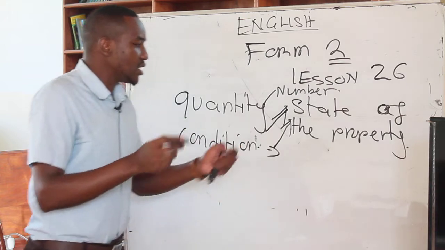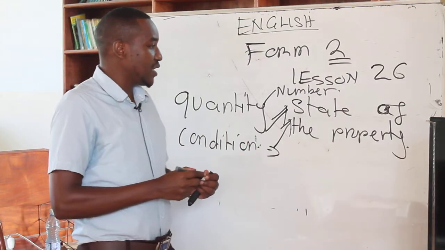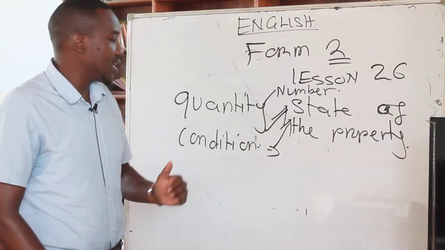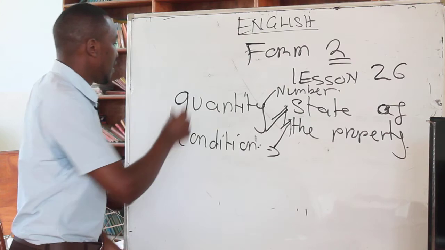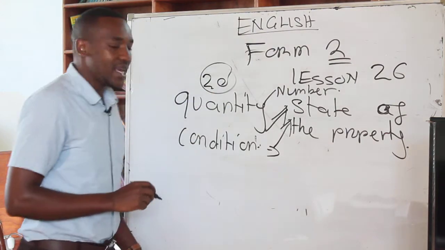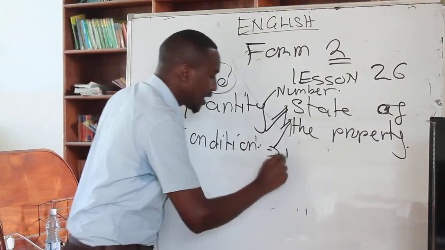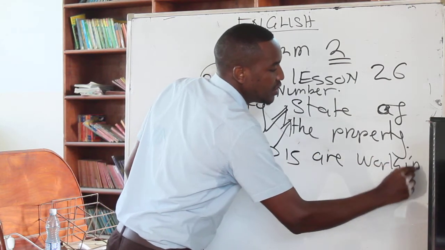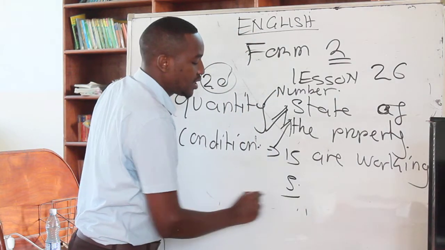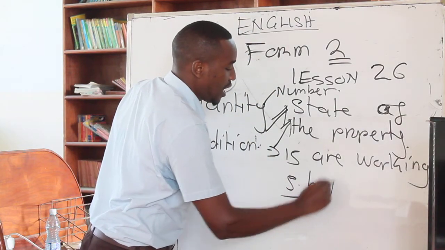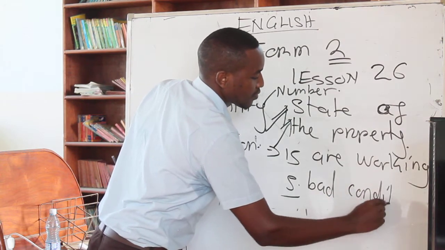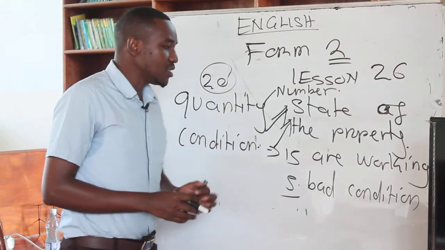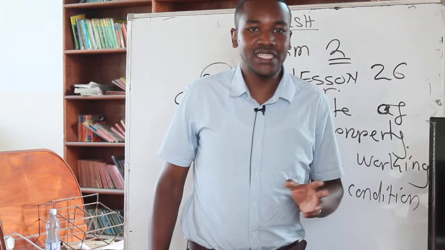Is it working? Let's say you have laptops, or you've got computers. Then we can say the computers, there are 20. Then how many are in good condition? Maybe you can say 15 are working. So this means 5 are in bad condition. So quantity, the number; condition, the state at which a property is.